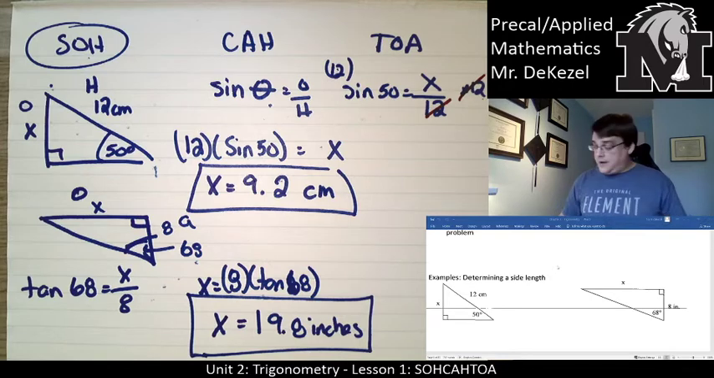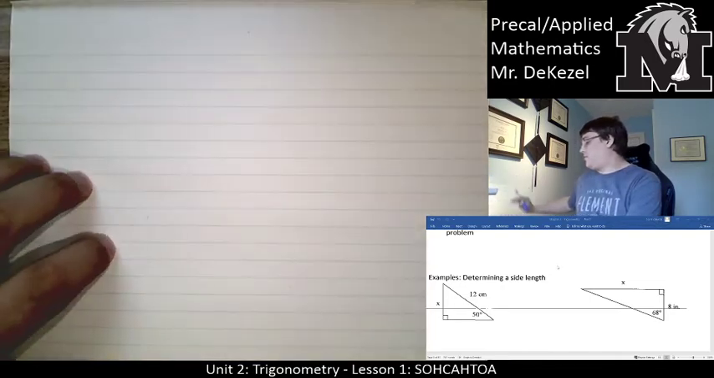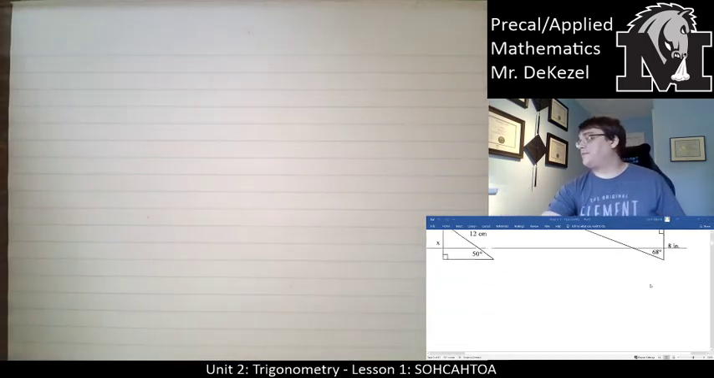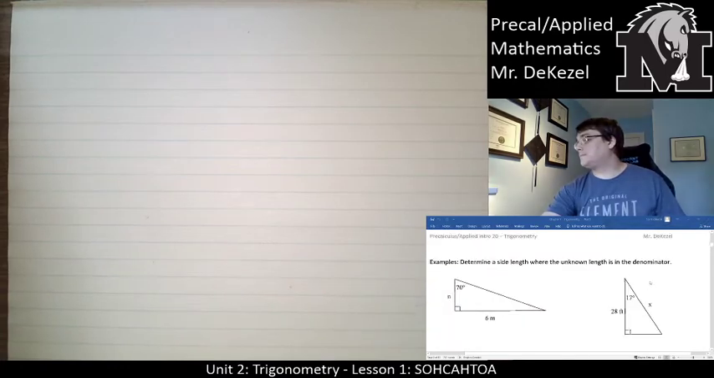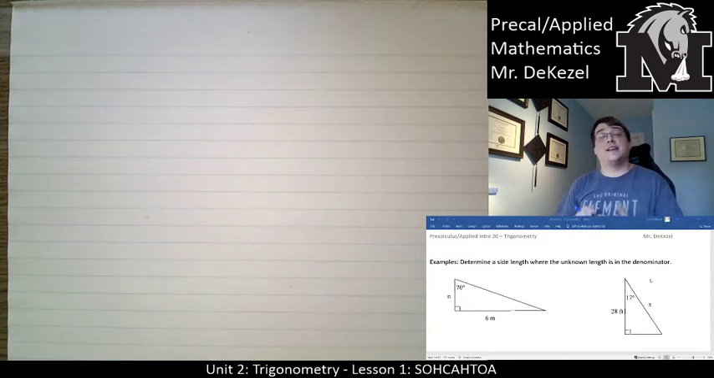We've got a few more examples, and then there's an exit slip for you to do, and some work. So let's scroll down. So some more examples. This time we are interested in another side length, the side length of the denominator. So there's a little bit more algebra involved, a little bit more moving around of the equation. Let's give it a go.